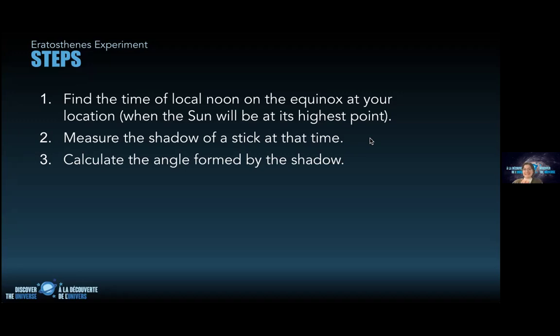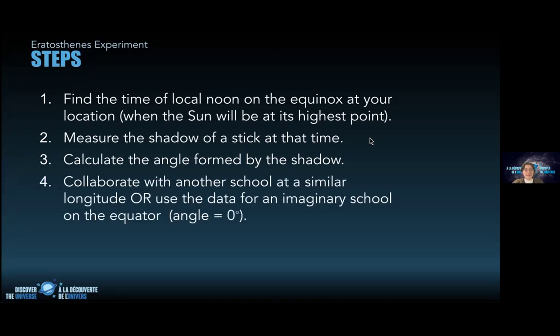I see the question in the chat. I'll go into how to find your local noon, your solar noon for your location. I'm going to go through each one of these steps in more depth. So first step, you find the time of the local noon. Second step is you measure the shadow. Third step is you calculate the angle. Fourth step is you can collaborate with another school at a similar longitude through that international collaboration option. Or if you know someone at a school at a similar longitude, you can collaborate with them as well.